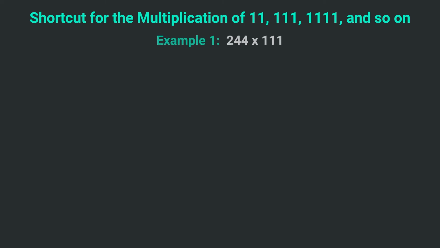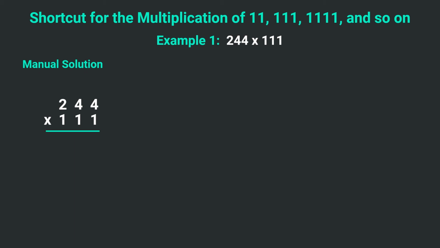Now let's try to solve another example so that we can have a better grip on our shortcut. This time we will be multiplying our number with three ones, that means 111. So our second example is 244 multiplied by 111. If we solve it manually, 244 will be multiplied by 111.